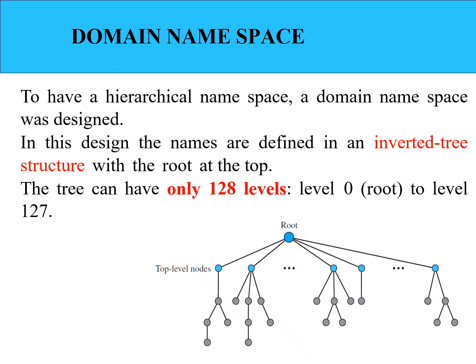Now let us look at what the domain namespace is. To have a hierarchical namespace, a domain namespace was designed. In this design, the names are defined in an inverted tree structure with the root at the top. A tree can have only 128 levels. Level 0 is called the root. Likewise, we have level 1, level 2, up to 127. So this is called the domain namespace.